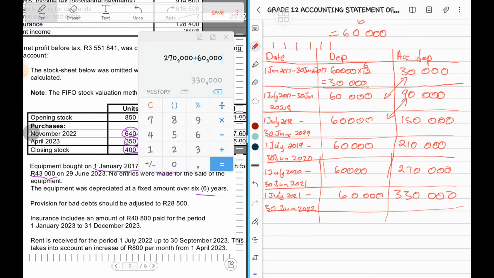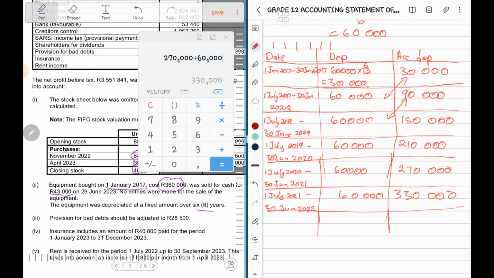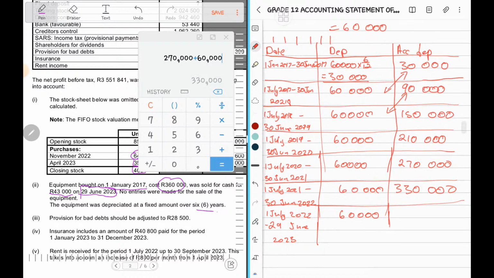Now for the year ended, if you remember, this equipment was sold a day before the year ended, so 29 June 2023. So we're going to say 1 July 2022 to 29 June 2023, the year end. So the depreciation will be 60,000. However, we have to test if the depreciation will be 60,000 or not.